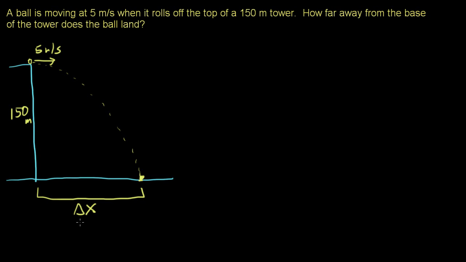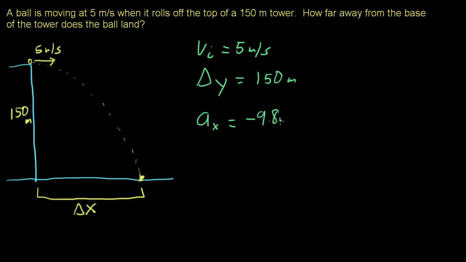Well, this may seem impossible at first, and that's okay. Let's figure it out. What do we know? Let's just start writing stuff down. We know vi, which is 5 meters per second, right? We know delta y, how far the ball moves up and down. It moves 150 meters up and down. We know acceleration, which is negative 9.8 meters per second squared.